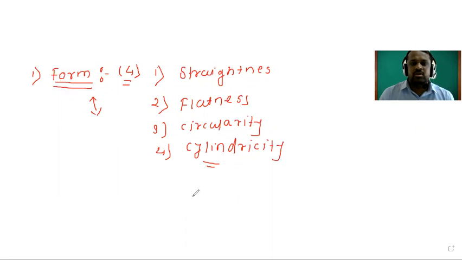Now we will discuss what is meant by straightness: when we can call it straightness, when flatness, and when cylindricity and circularity. We will discuss with an example. Straightness. What is meant by straightness? Straightness indicates how straight that component is.